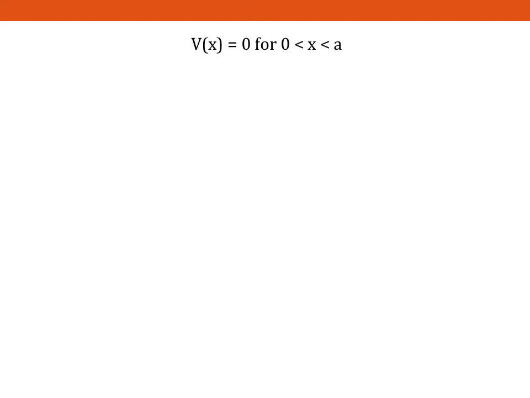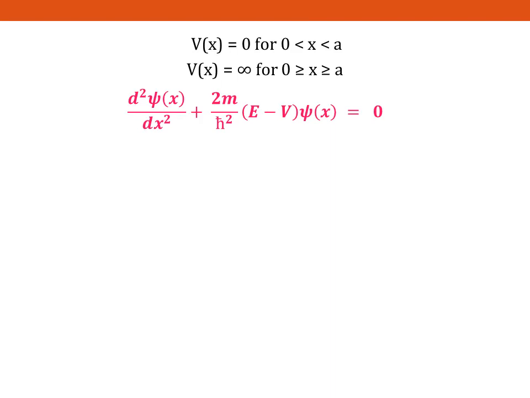We can therefore write the boundary conditions to be as follows. The potential energy of the particle is zero within the walls of the box, and the potential energy is infinity at the walls of the box and beyond the walls of the box. Also, since a particle cannot exist as a wave at the walls of the box and beyond the walls of the box, the wave function psi becomes zero.